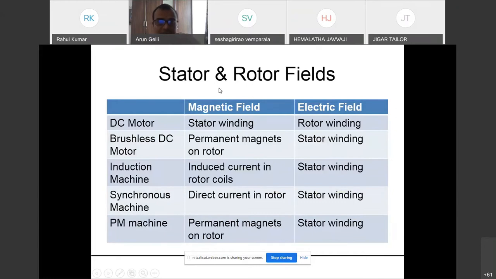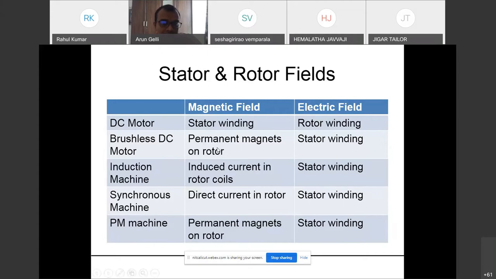Before we move to that, let us also see, as we discussed in the operating principle, we need two fields, one field on the stator and the other on the rotor, based upon the placement of the coils or the permanent magnets. So how these two fields are generated in various types of machines is given here. For a DC motor, the magnetic field is created by the stator winding and the electric field is created by the rotor winding. Similarly, for brushless DC motors, the permanent magnets are installed on the rotor, which creates the magnetic field. When the two interact, as we discussed, there will be a force on the machine, and that will be used for driving the load.